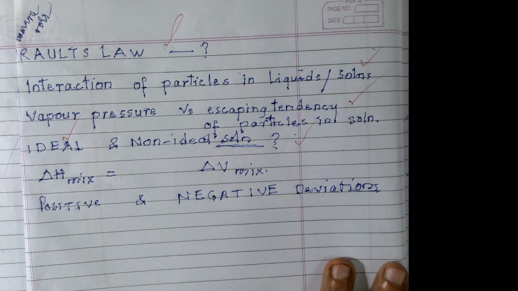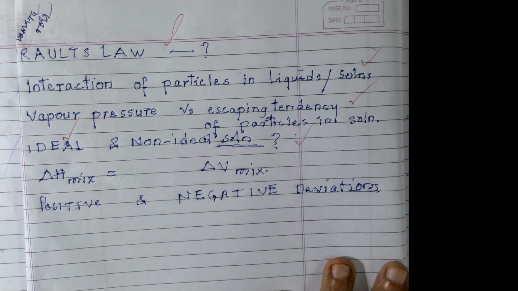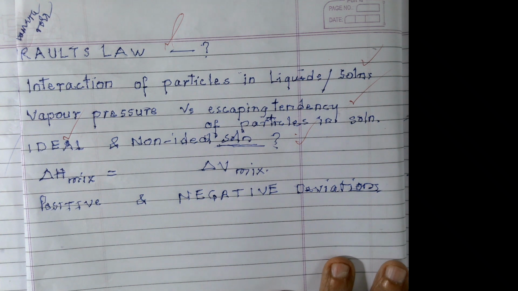Ideal solution means it will obey Raoult's law to a greater extent. Actually, no solution is an ideal solution. It may be close to ideal, and therefore even then we say that they are ideal solutions. Ideal solutions mean those which follow Raoult's law under all conditions of concentration and at a particular temperature.